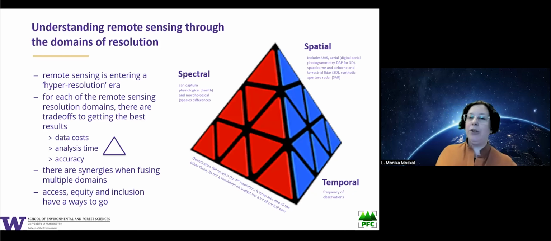Now, ideally, what we would try to do is solve and maximize for all of these resolutions. In reality, we're never going to get it perfect because there are some other characteristics, pros and cons to mining these resolutions, and that is the data costs, the analytic time, and the accuracy. So when you look at these resolutions, you have to think about the pros and cons of having those resolutions, working with those resolutions, and also even the ability to have those resolutions.